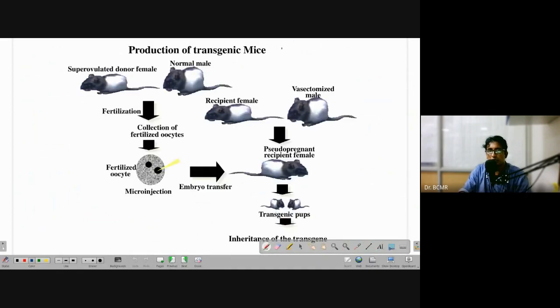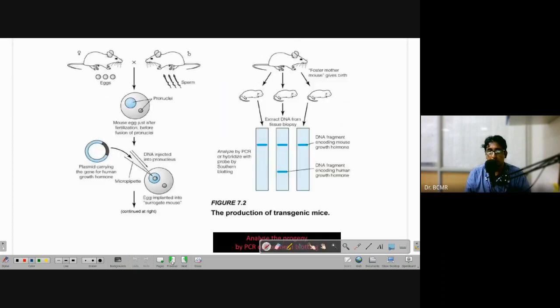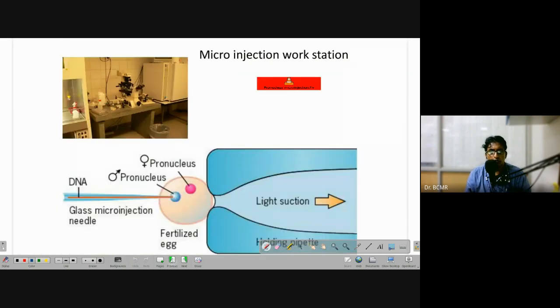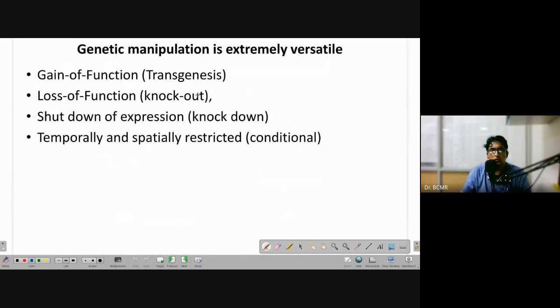This is a nice picture, this is a nice one also, about the generation of a chimera and what you do. This is the recipient female and a vasectomized male. When these two mate, we will get a pseudo pregnant recipient female. That means it is physiologically feeling that it has conceived, and hormones also will be produced so that it will hold on to the embryos. Otherwise, they might not be held, they might be rejected, or they might come out. I just want to show the terminology that you'll use.